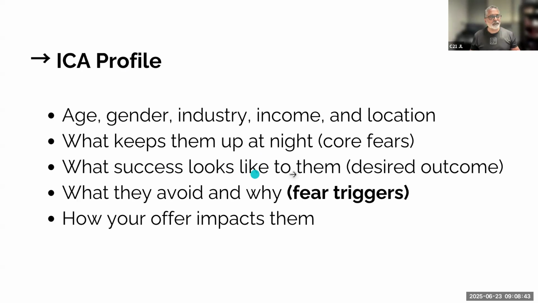Okay, what success looks like to them. What is their desired outcome? To be able to properly communicate to these people, you have to know their ideal outcome, or their desired outcome, and what they avoid and why. What are their fear triggers? Interest rates too high, can I afford it? All of these different fears that they have.